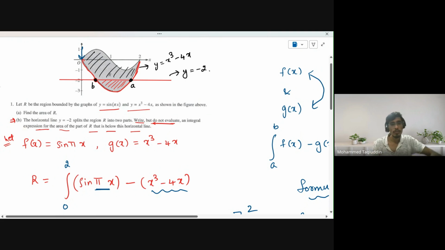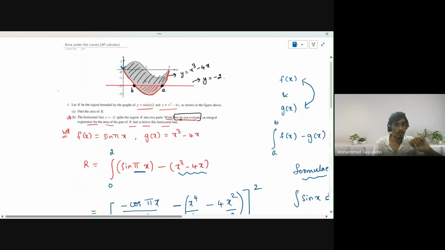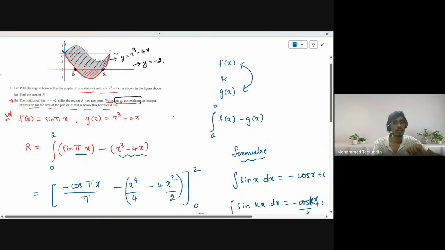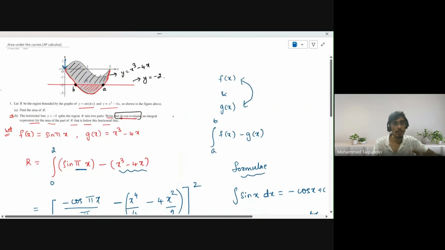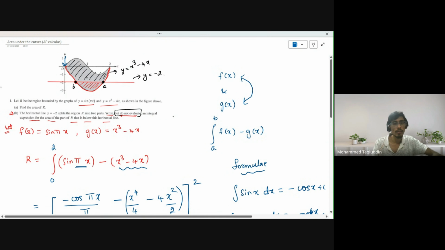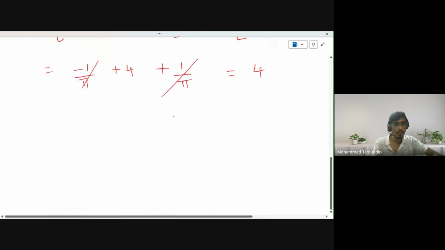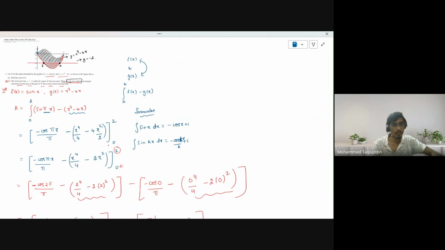So to find B and A, I'm not really working on it because he clearly says do not evaluate. If I just wanted to evaluate, since y equals x cube minus 4x and y equals negative 2 intersect at B and A, I'm going to write those two equations here for question number B.